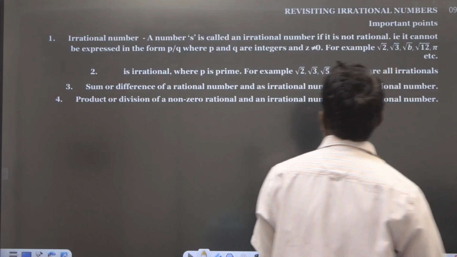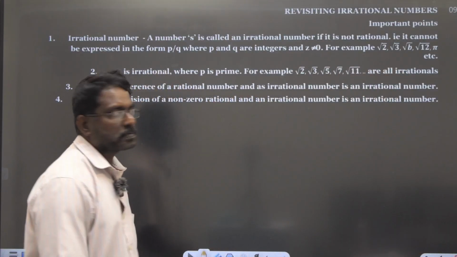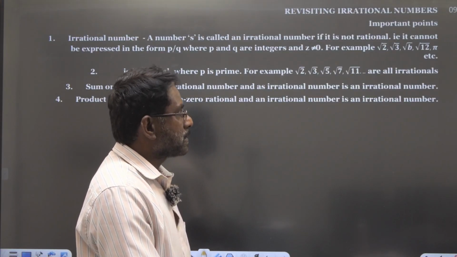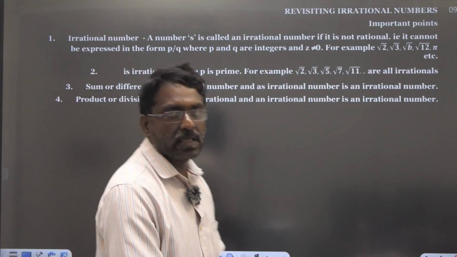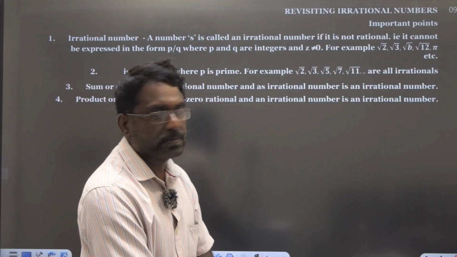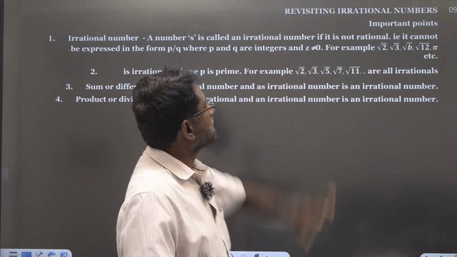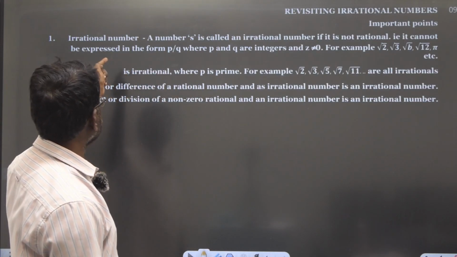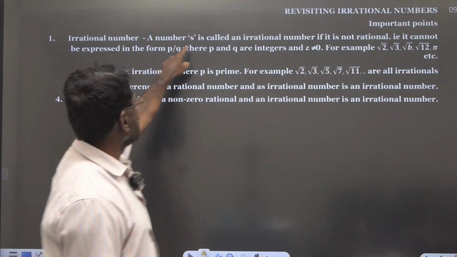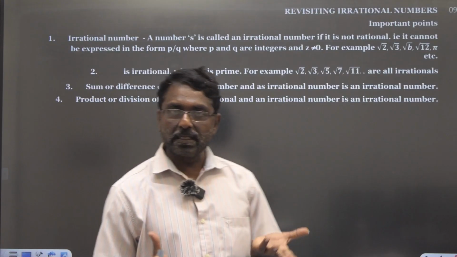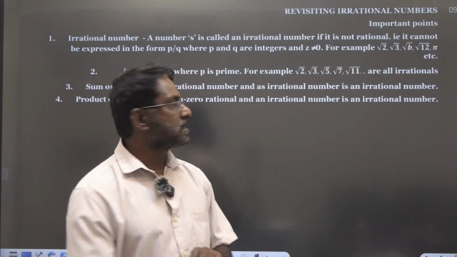Yes. Next question. Then again, we are going to irrational numbers. In the last class, we discussed about irrational numbers. What is an irrational number? Okay, revisiting irrational numbers. Important points. Once again, irrational number. A number is called an irrational number if it is not rational. The last class we discussed it.